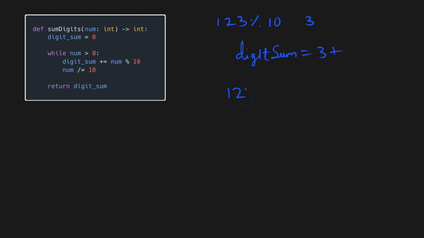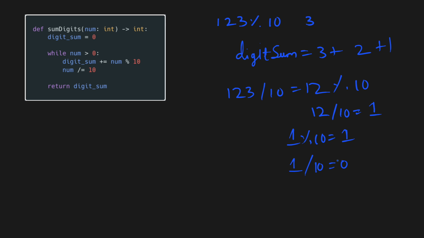So for 123, we will divide it by 10 and we will get 12. Then we again perform the modulo 10 operation on the number. And this time we will get the remainder as 2. So we will add it to the digit sum. And we divide this number by 10, which will give us 1. Then we again perform the modulo 10 operation on the number, which will give us 1. So we add this digit and divide the number by 10. And this time we will get 0. So the sum of the digits will be equal to 3 plus 2 plus 1, that is 6.